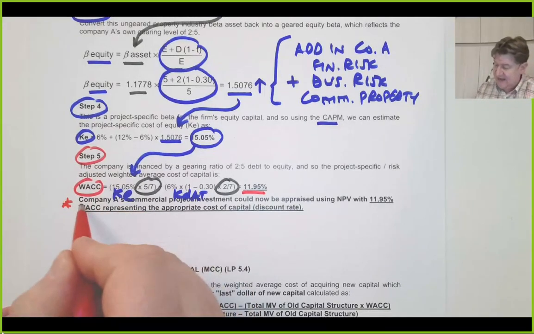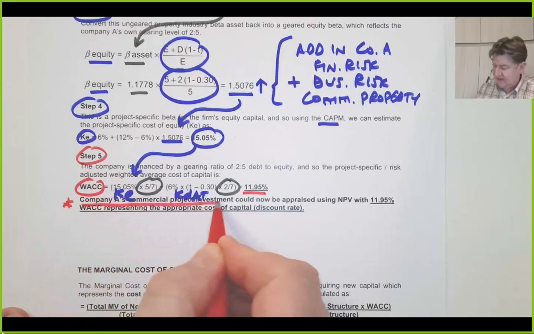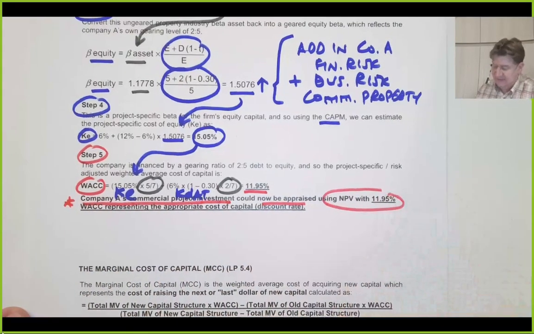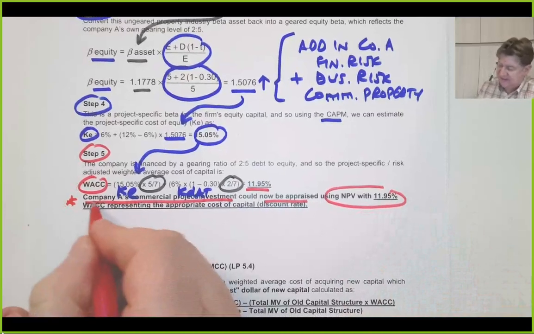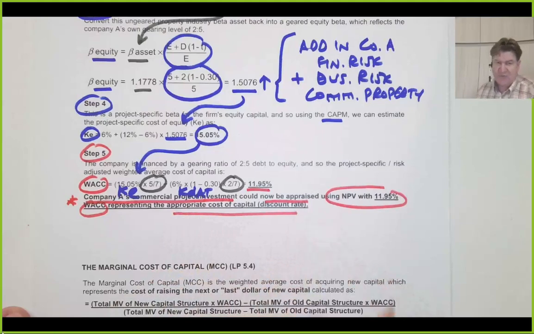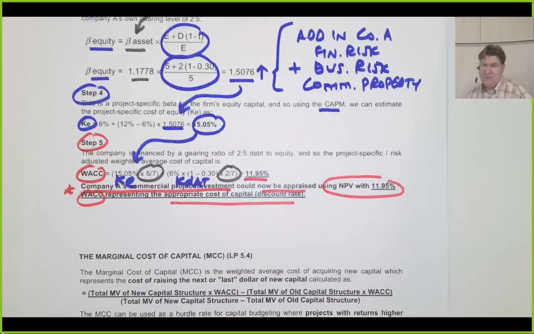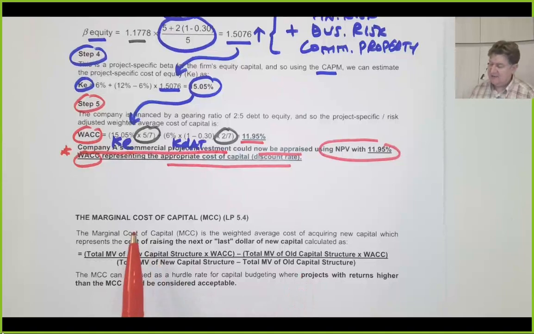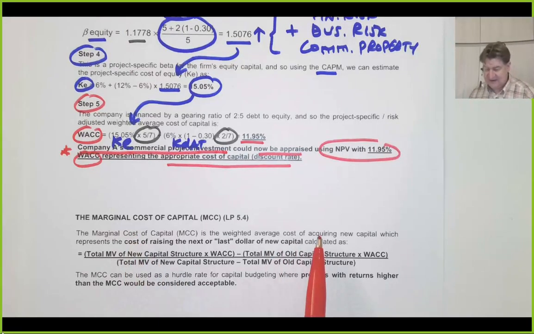So look, company A's commercial project investment can now be appraised using an NPV discount rate of 11.95%, or in other words, that's the WACC. We can use now, that's going to be an appropriate cost of capital or an appropriate discount rate. Now, I think we'll come back to marginal costs of capital next time. It's a concept that they've never tested here, so I think we'll come back to that next time.